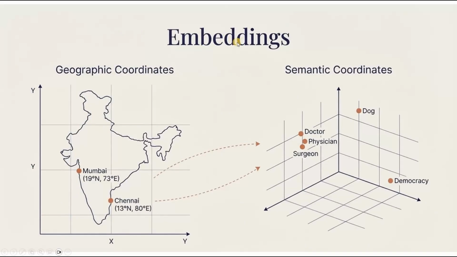Now comes the embeddings, and that is used to teach meanings to the machines. Once the text is broken into tokens, the next step is converting those tokens into numbers because computers ultimately only work with mathematics. This is where the embeddings come in.